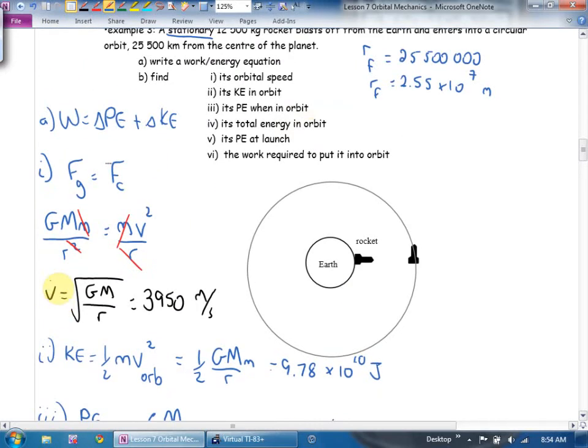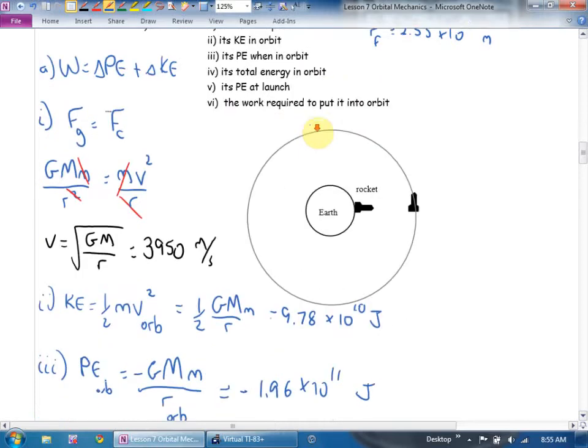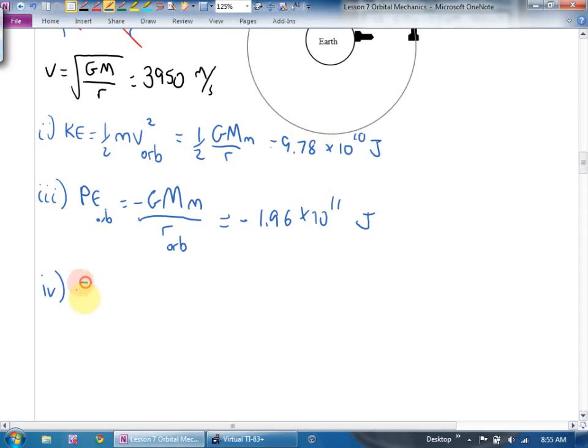Total energy in orbit. I haven't taught this, but what do you think total energy would want us to do? What does the word total usually mean in terms of a mathematical operation? Add them up. Yep. Energy total is potential in orbit plus kinetic in orbit.